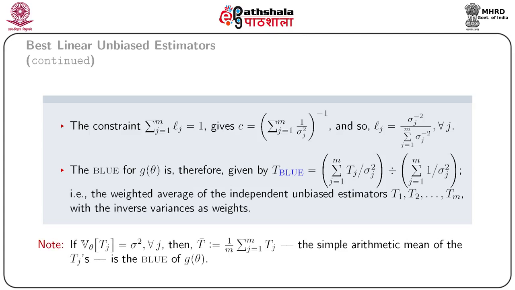Note that if variance of Ti equals σ² for all i, then the BLUE for g(θ) will be summation over i from 1 to k of Ti, whole divided by k, which is the simple arithmetic mean of the Ti's.